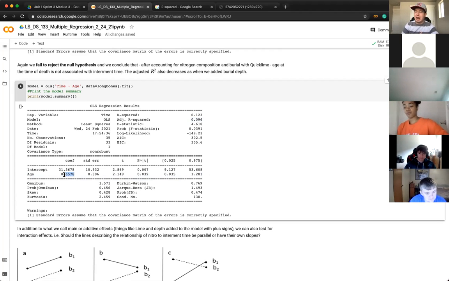Just because a variable may seem significant in a simple regression model does not mean that it should necessarily be included in the multiple regression model. Okay. Most variables will be significant when they're on their own. Okay. We've got to include better control variables because I want to know, does age matter in addition to nitro and time, right? After I've controlled for nitro and time, does age say anything extra that wasn't already captured by those two?